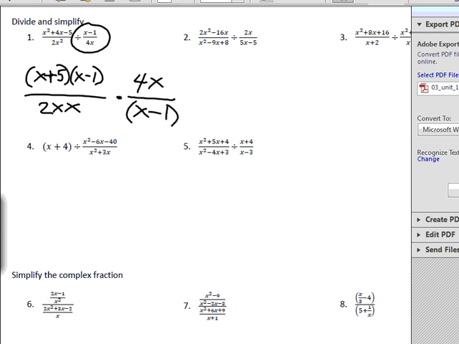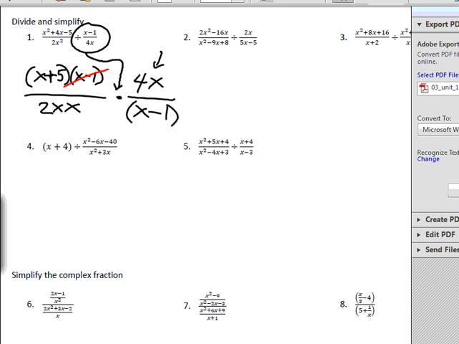Okay, so this one is number 1. I have so far just factored it, and then I took this part right here and I turned it into a multiply by, and I flipped the fraction over. Multiply by the reciprocal. Okay, so now some stuff can cancel.